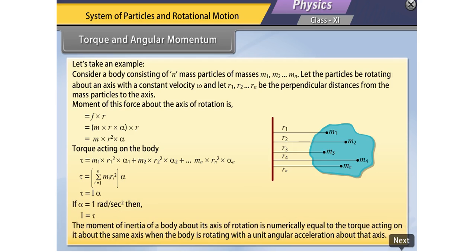The moment of inertia of a body about its axis of rotation is numerically equal to the torque acting on it about the same axis when the body is rotating with a unit angular acceleration about that axis.